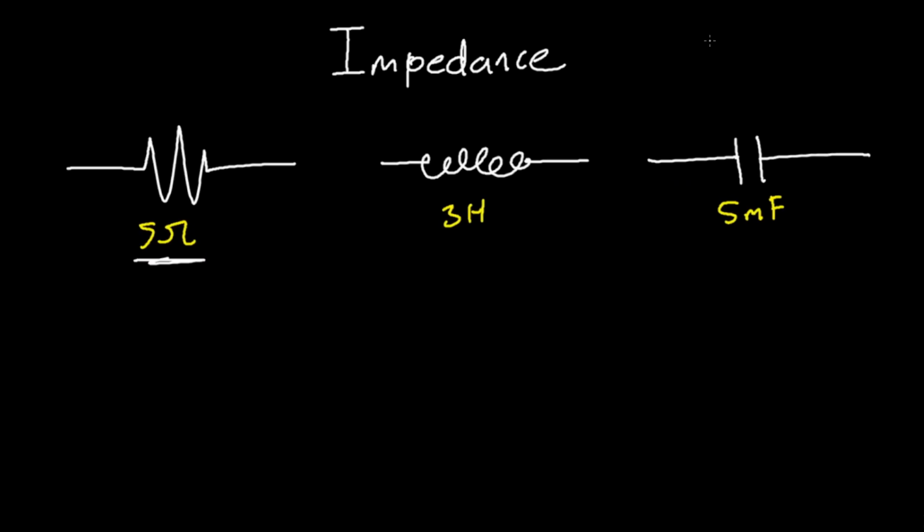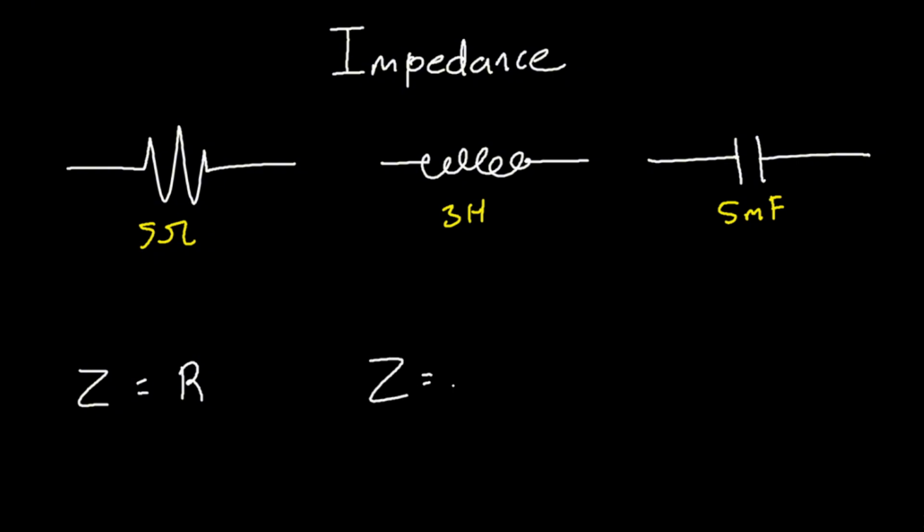So how do you calculate impedance for this guy? Now, first off, I just want to say impedance is represented by a Z. Okay, so Z is simply equal to your resistance. For a resistor, the impedance is the same as the resistance. All right, what about for an inductor?